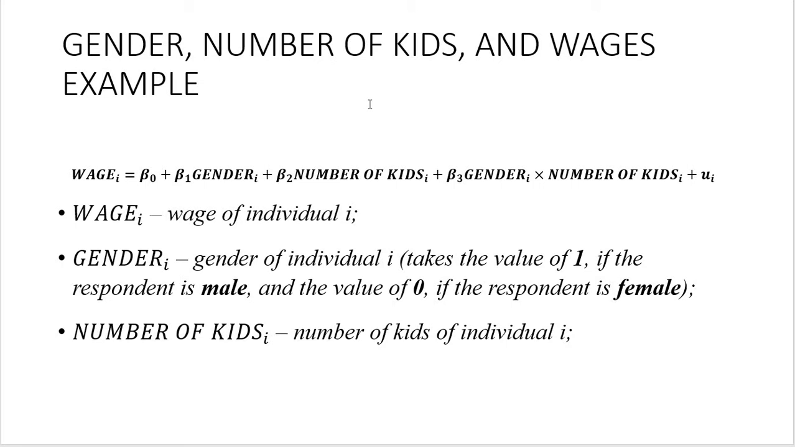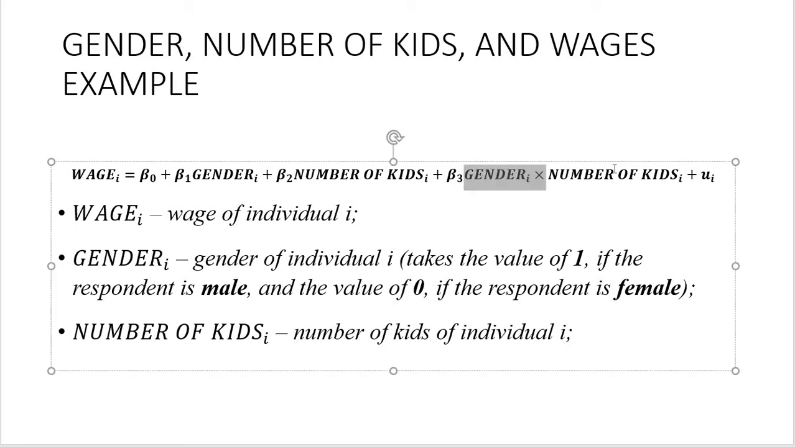And number of kids is due to the fact that if a worker has kids, then the worker is able to spend less time on education, training, and work. So that's why we hypothesize that number of kids affects wages negatively. What we are interested in is the product of gender and number of kids variables.